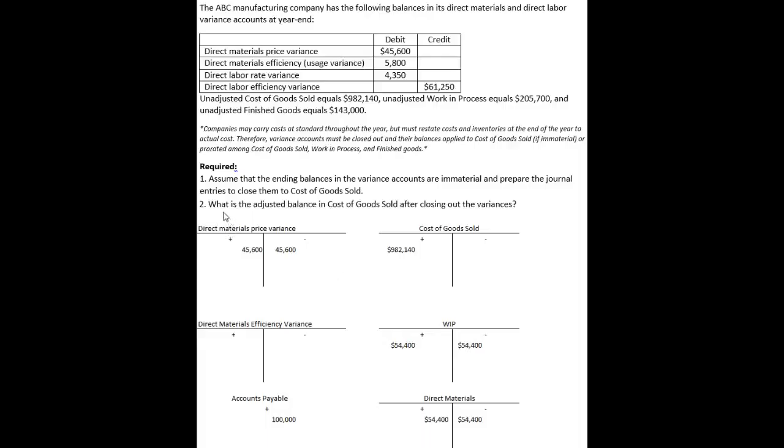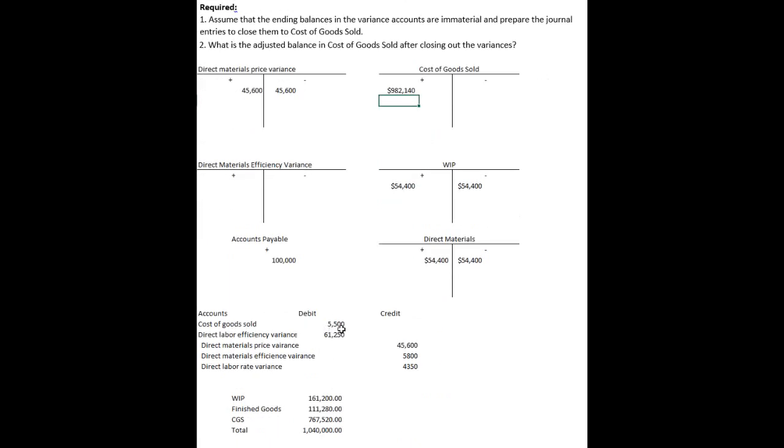Probably should have put the answer to the second one in the last video, but I didn't, so I'll add it into this one real quick. So we're looking at what is the balance in cost of goods sold after we've closed out all the variances, and you simply look at the unadjusted balance of 982,140, and the journal entry we created would have debited cost of goods sold for 5,500.